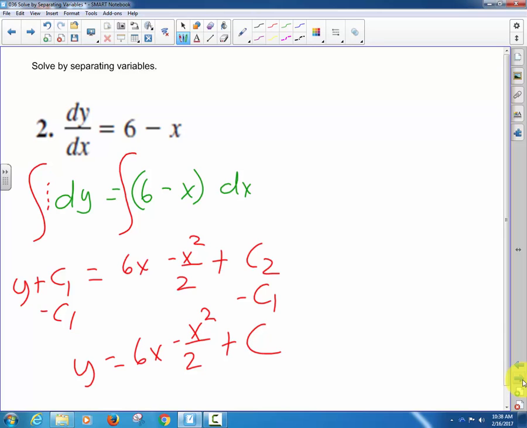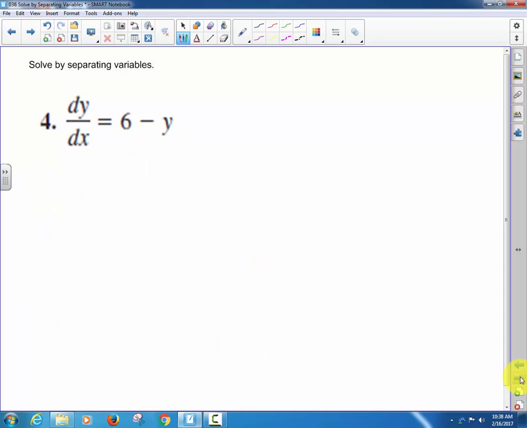All right? Any questions, comments, observations there? All right, good. Almost the same thing. Would you agree? Almost the same thing. But it's going to yield us a dramatically different answer. So when we separate the variables, what are we going to wind up with?